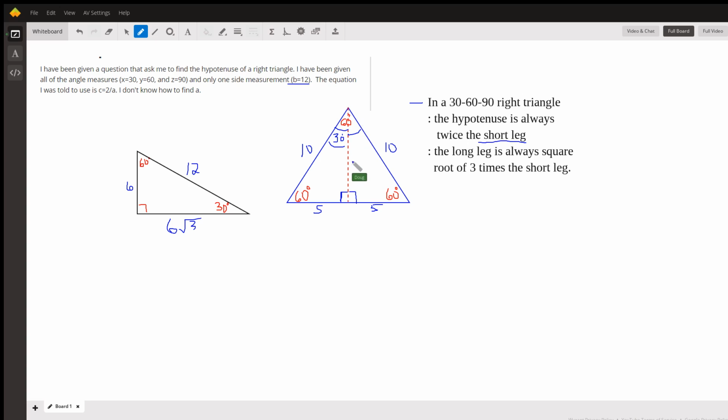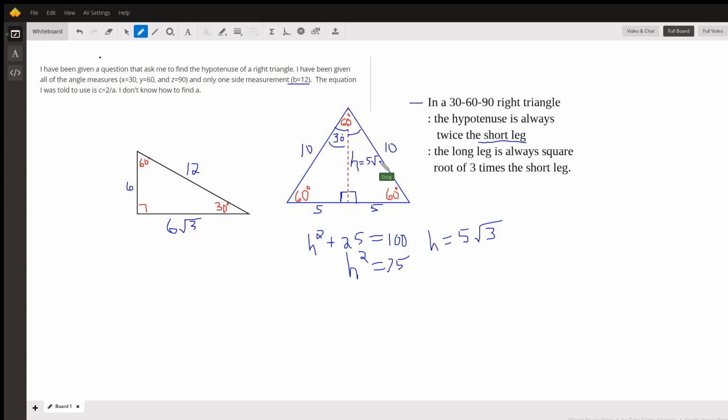And if we want to find h now, we use the Pythagorean theorem. h squared plus 5 squared, which is 25, equals 10 squared, which is 100. And if we solve for h, we get the square root of 75. But guess what? That's 5 radical 3, because 75 is 25 times 3. And so 5 radical 3. The long leg is radical 3 times the short leg.